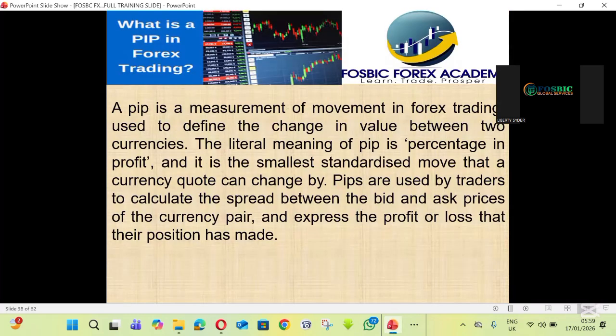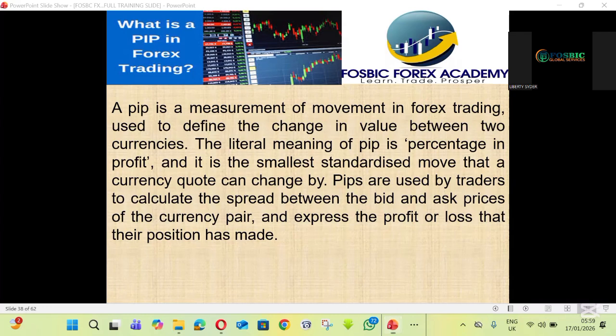What is a pip in Forex trading? As a Forex trader, you will be hearing of pip. You'll be talking about pip a lot of times, okay? Now, a pip is a measurement of movement in Forex trading used to define the change in value between two currencies.